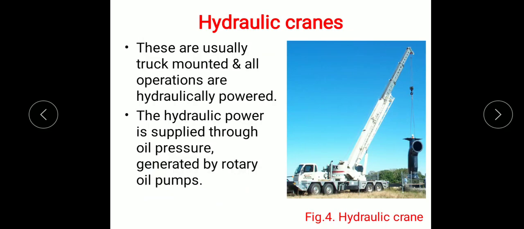The next type of crane is hydraulic cranes. As the name indicates, hydraulic means the cranes are operated hydraulically. So these are usually truck mounted and all operations are hydraulically powered. The hydraulic power is supplied through oil pressure, which is generated by rotary oil pumps. So here figure 4 shows a hydraulic crane. Here we can see a crane is mounted on a truck and it is operated hydraulically.